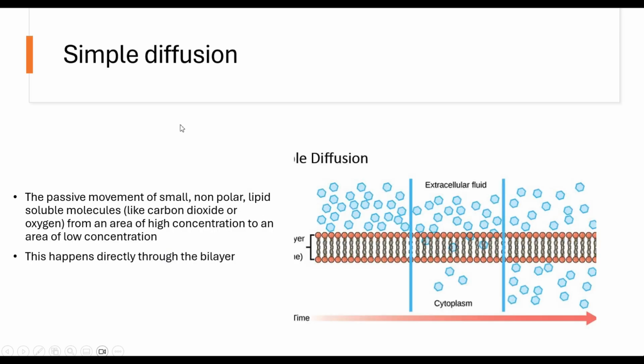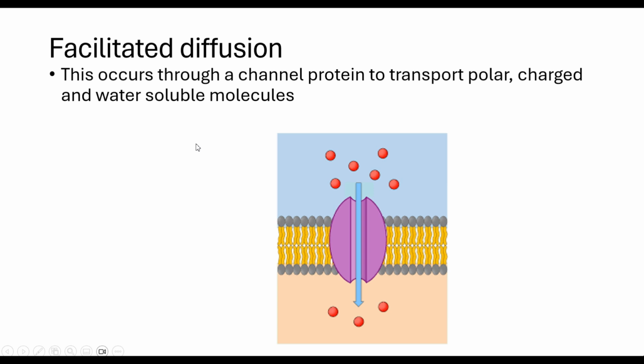Simple diffusion. So this is simple diffusion: the passive movement of small non-polar lipid-soluble molecules like carbon dioxide or oxygen from an area of high concentration to an area of low concentration. Write that down. So simple diffusion is the passive movement, so there's no active process here, no ATP involved, of small non-polar lipid-soluble molecules. It has to be lipid-soluble molecules moving from high to low concentration through the bilayer without any proteins. This happens directly through the bilayer.